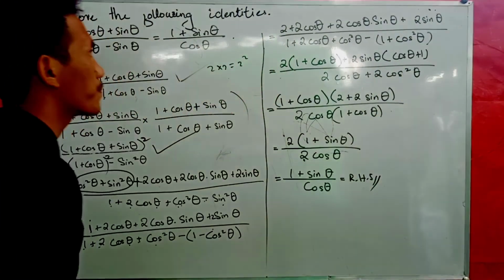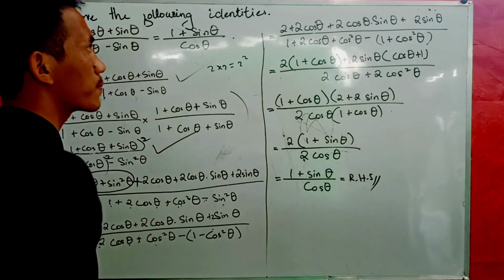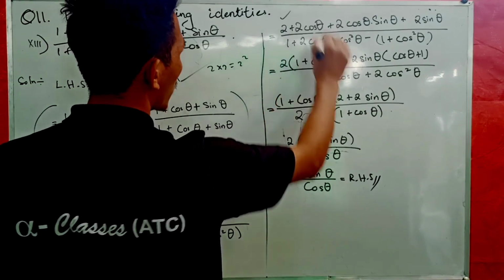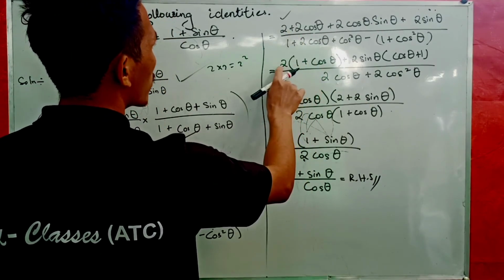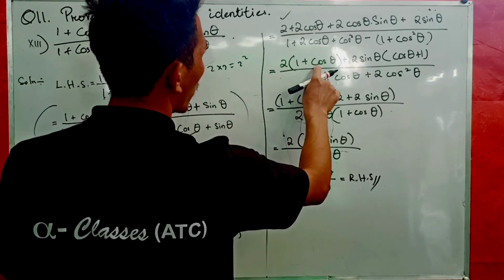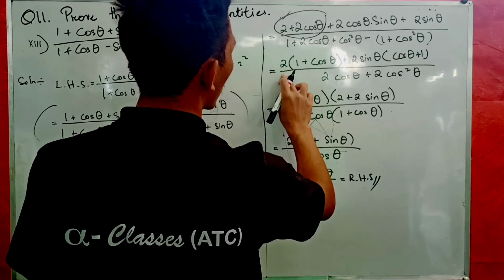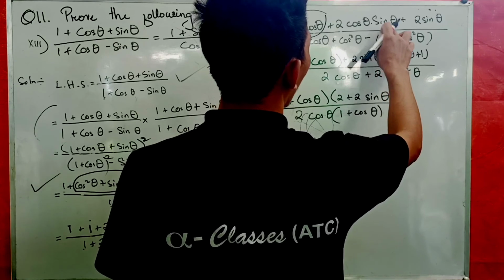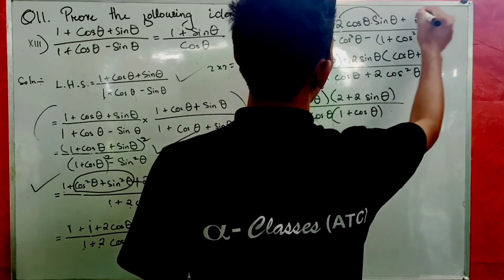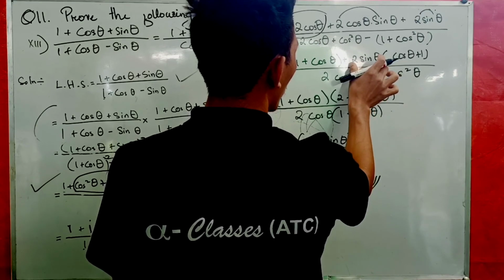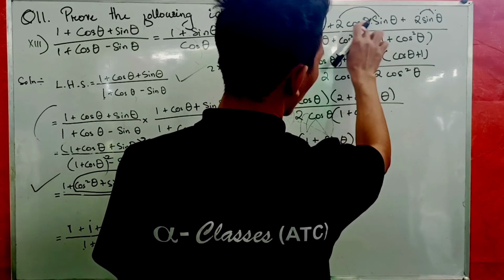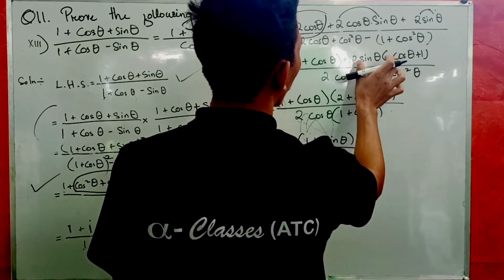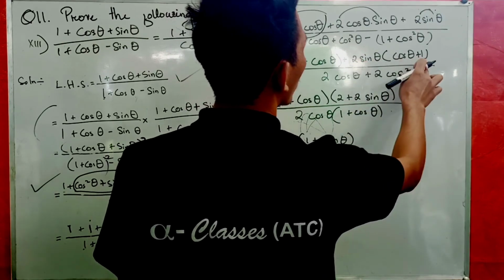1 is 2 plus 2 cos theta, 2 into cos theta. Take 2 sin theta common: 2 sin theta into cos theta, 2 sin theta cos theta, plus 2 sin theta into 1 is 2 sin theta.